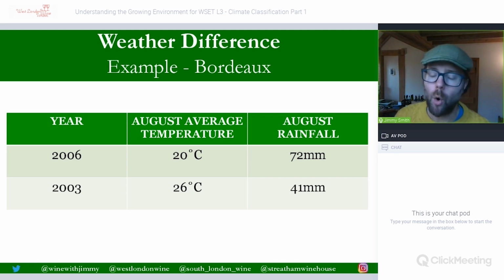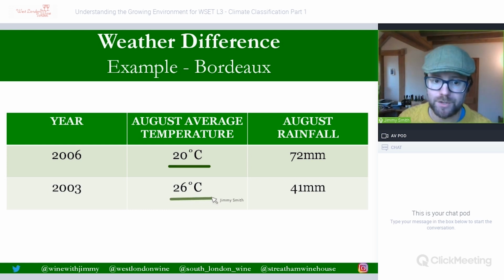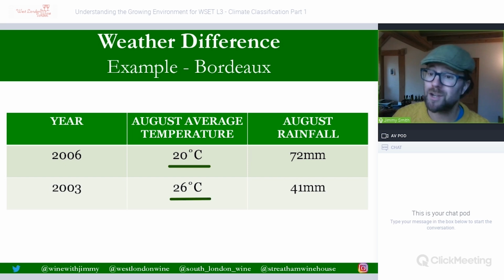So 2006 August average temperature is around 20 degrees Celsius. That's a little bit below average for the region. 2003 is 26 degrees Celsius. Now, this is quite extreme. Normally, differences of weather are only about 1 or 2 degrees Celsius, but this is a big change from one year to another, 2003 versus 2006. So 26 degrees Celsius, and some of the hottest days in 2003 in August were 33 degrees Celsius, and quite repetitively as well. So that's what really brought the temperature up as an average.